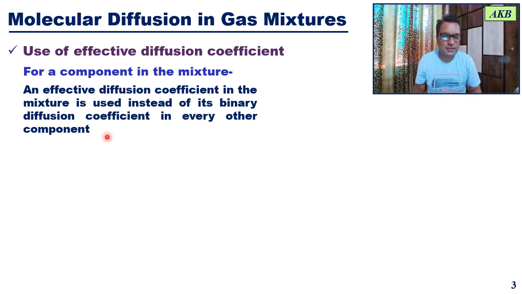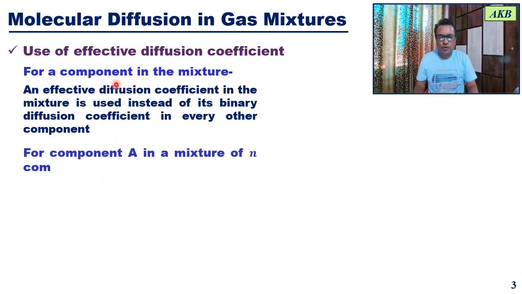In our previous example, we had multiple diffusion coefficients. For component A, you had DAB, DAC, and DAD. Instead of using each of these diffusion coefficients, you can go for an effective diffusion coefficient and then calculate the other things. So in place of binary diffusion coefficients, you can use an effective diffusion coefficient. Let us understand how it is given for component A in a mixture of n other components. Let us say you have a gas mixture which has n components in it, and A is one of the components.